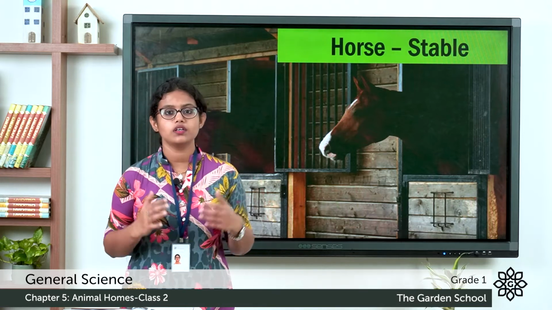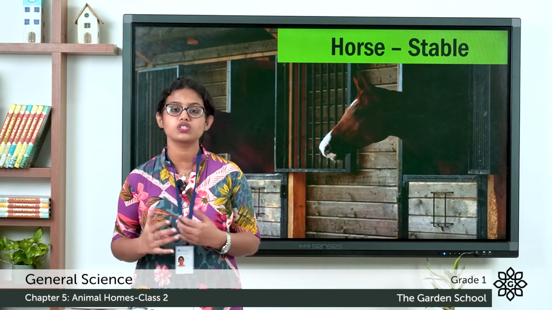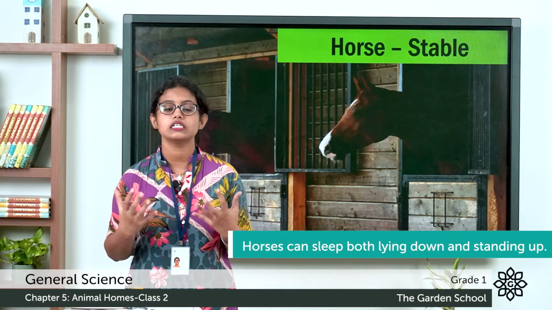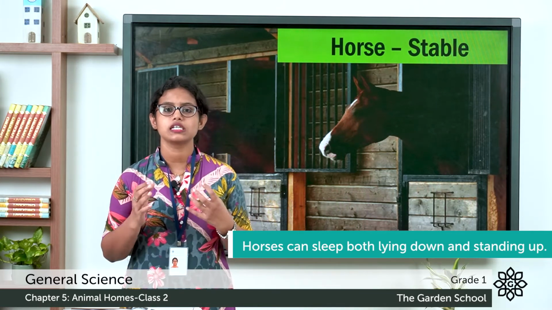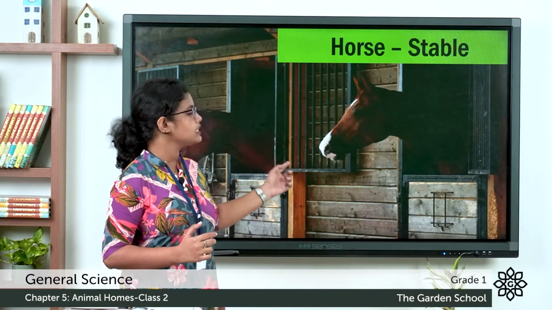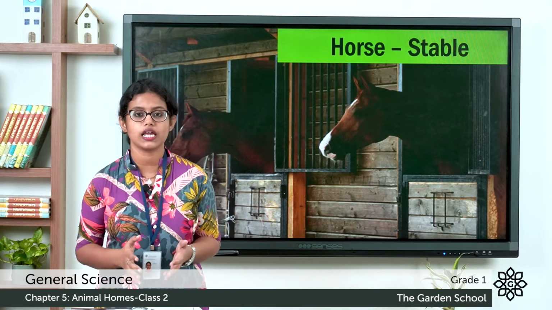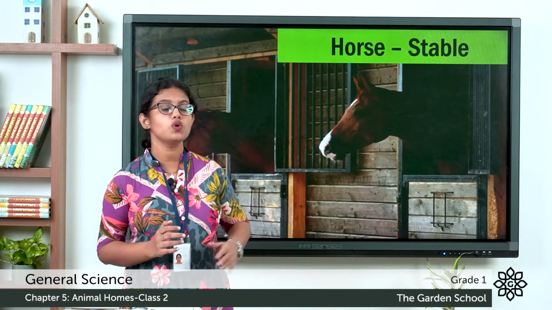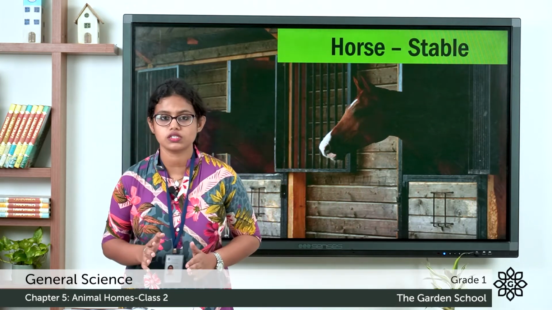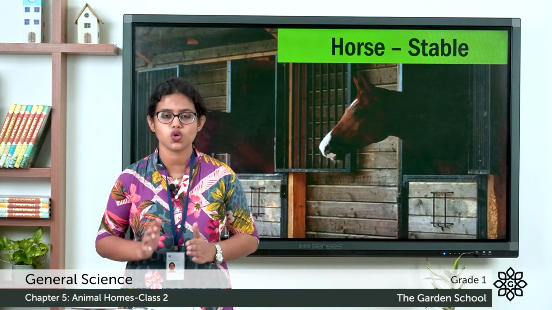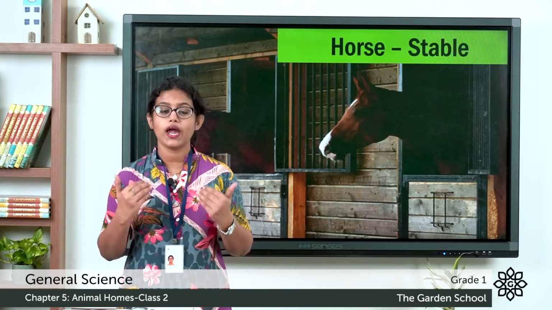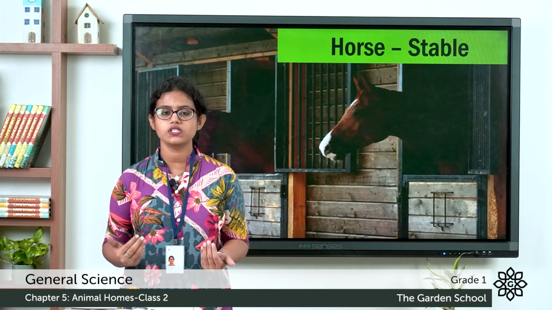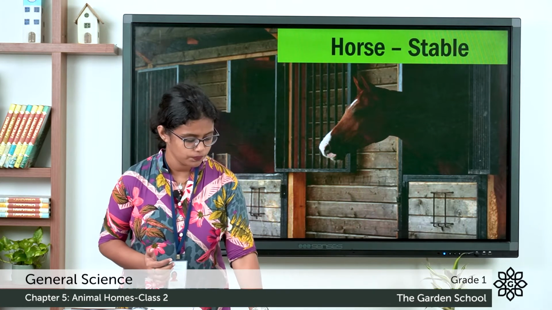Coming to the next one, horse. Where do these horses live? They live in the stable. The building where they live is called a stable. And you can clearly see the pictures. In the stable, it is divided into separate stalls where each horse stays. So where does a horse live? Horse lives in the stable.